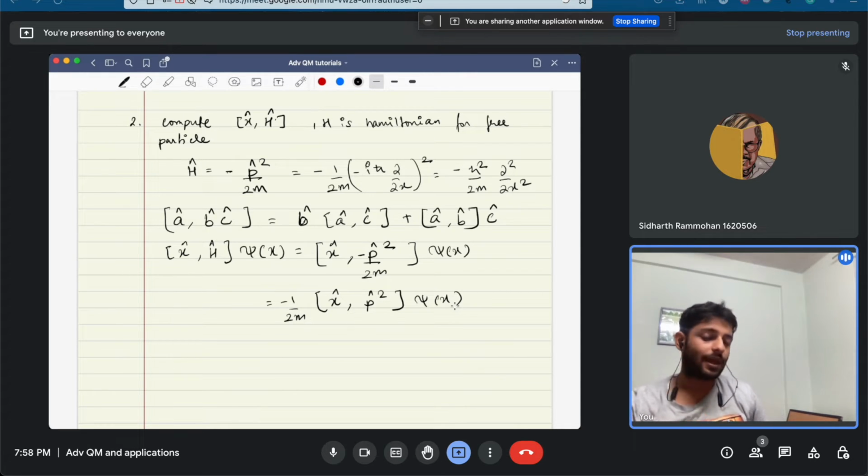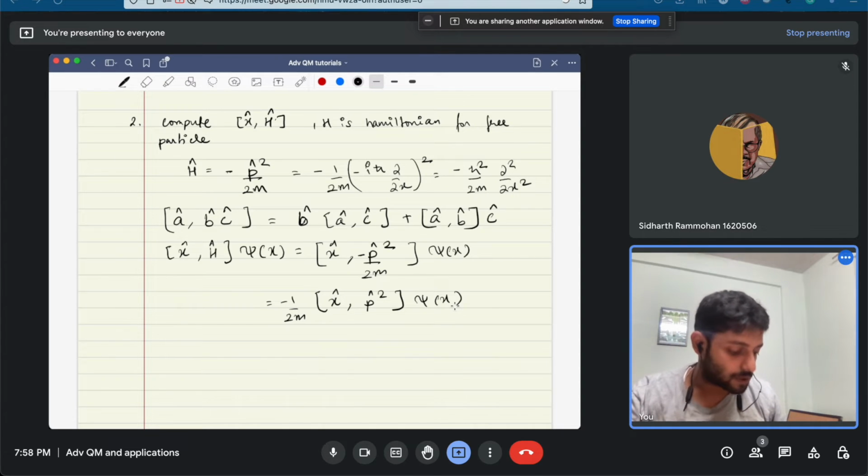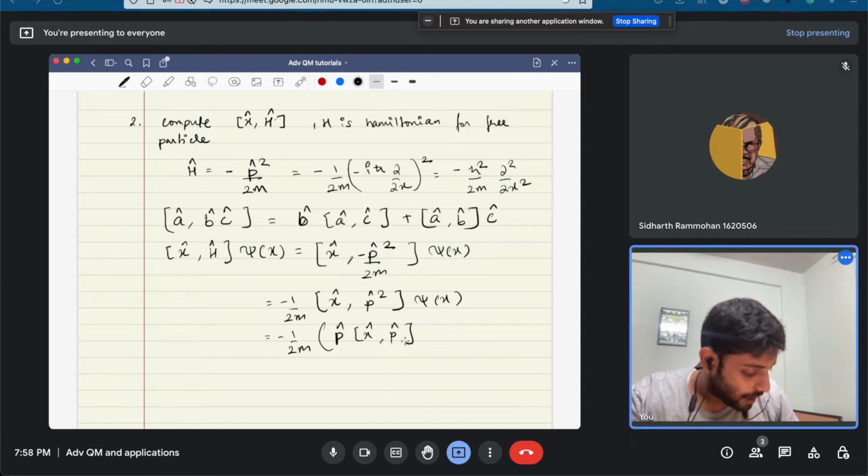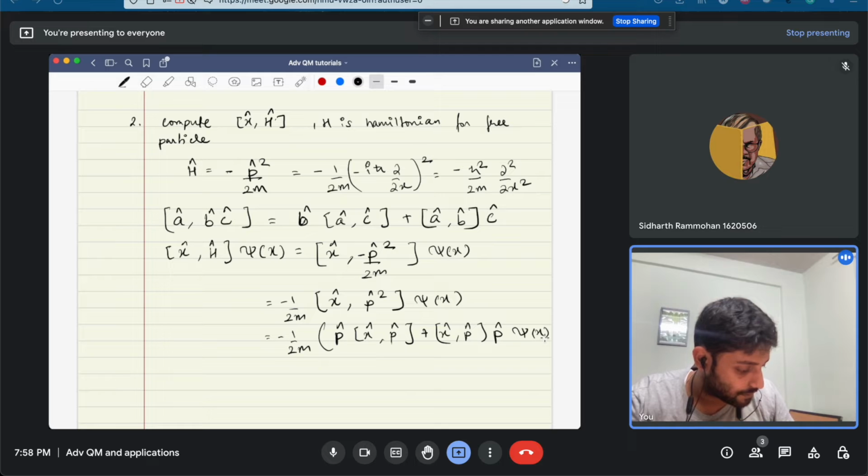Now this p squared can be thought of as p dot p. These are two operators multiplying, so instead of BC we have p and p. So what we are going to do is, with minus 1 by 2m, we have p [x, p] plus [x, p] p acting on psi of x.